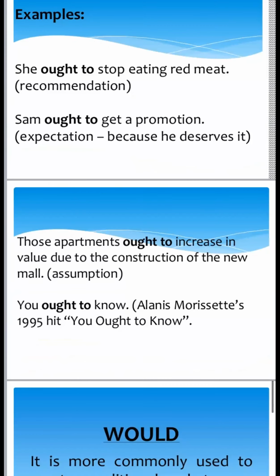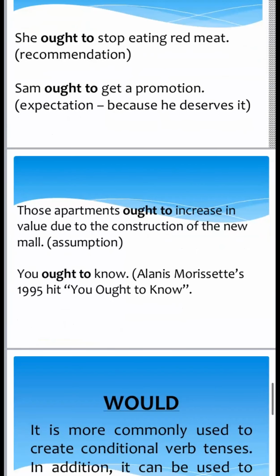Then assumption. If an assumption is made, you will see that those apartments ought to increase in value due to the construction of the new mall. That is an assumption someone has made: the shopping mall is in front of that community, and due to that mall effect, the surrounding area is going to cost more.